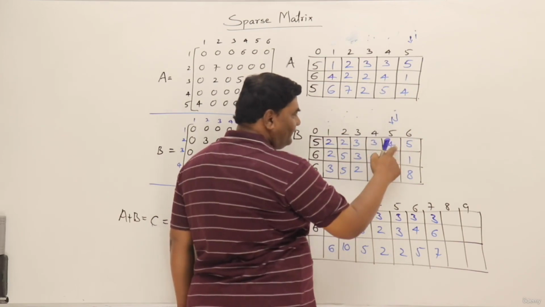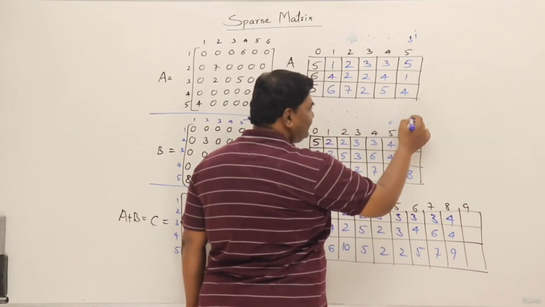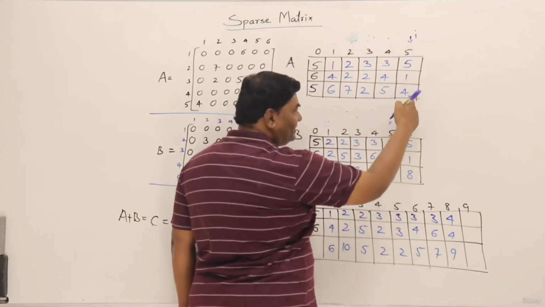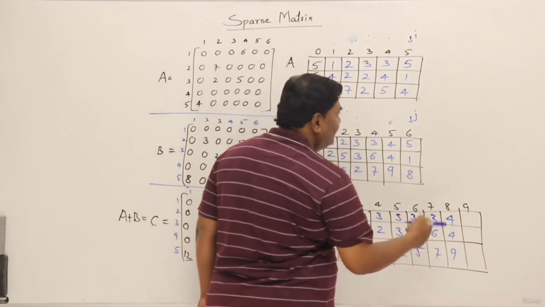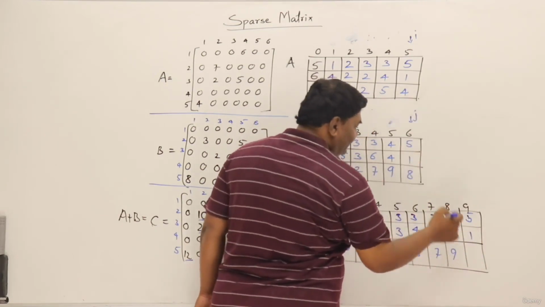Row 5, row 4. So this is smaller. 4, 4, 9. Then move next. Row matching, column also matching. Oh, they are in the same place. So add these two elements. So this is 5, 1 and 4 plus 8, 12.